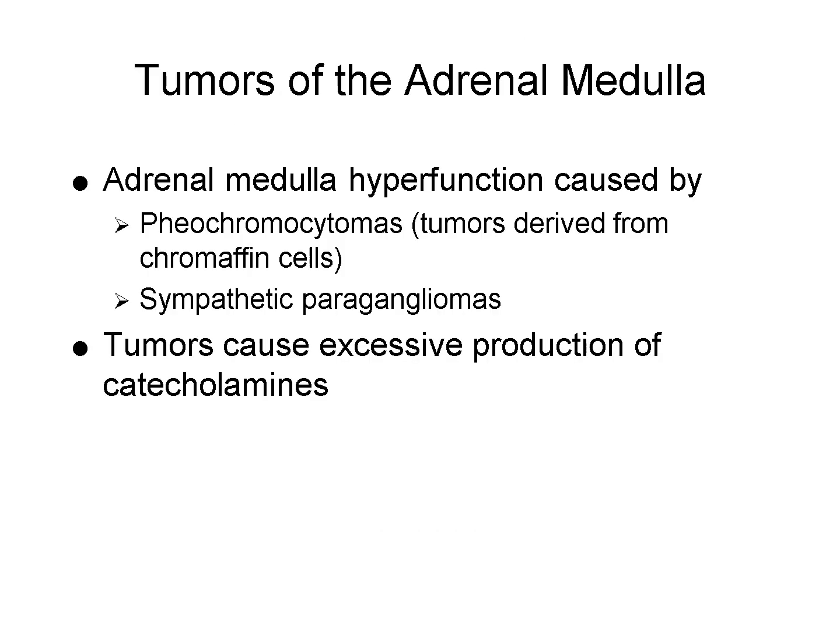Adrenal medulla hyperfunction is usually caused by pheochromocytomas, tumors originating from chromaffin cells. These tumors produce excess catecholamines, particularly norepinephrine, leading to symptoms like hypertension, tachycardia, headaches, sweating, and anxiety. Paragangliomas, similar tumors outside the adrenal medulla, can cause the same symptoms. Diagnosis often involves measuring plasma or urinary catecholamines and imaging studies.